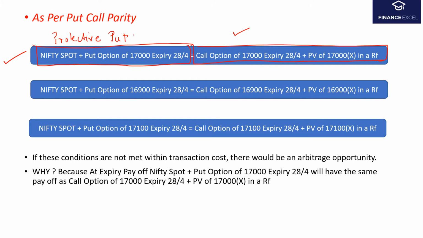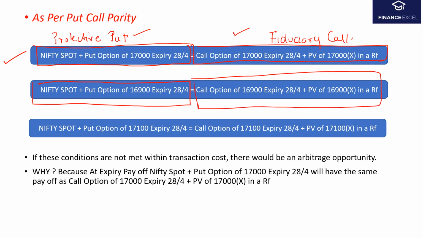So the cost of this protective put should equal the cost of the fiduciary call. Similarly, guys, the cost or price of this protective put should equal the price or cost of this fiduciary call, and so on and so forth.